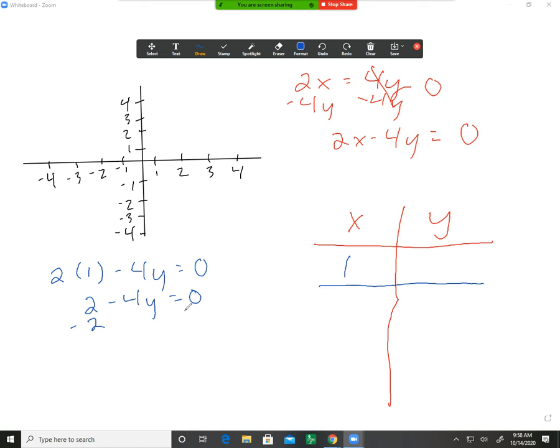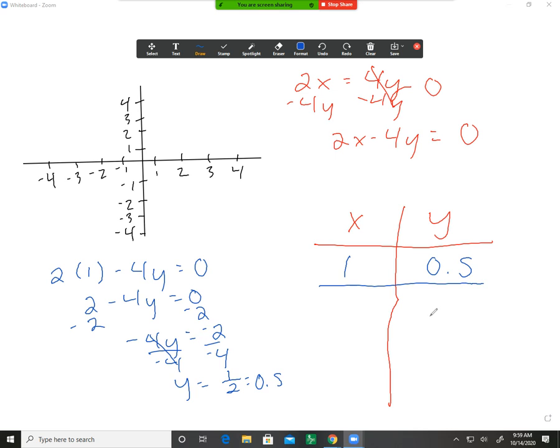I have to get rid of this positive 2. I have negative 4y equals 0 minus 2, which is negative 2. Then I divide by negative 4 on both sides. I'm left with y equals negative 2 divided by negative 4. Negative divided by negative is positive, so it's 2 divided by 4, which is 1/2 or 0.5. So that is my y value here, 0.5.